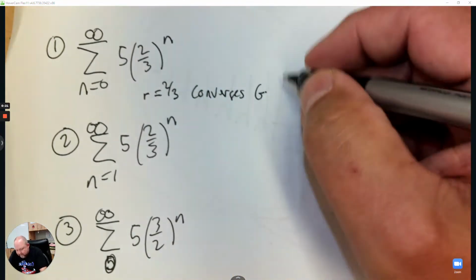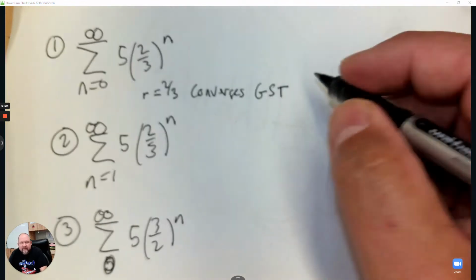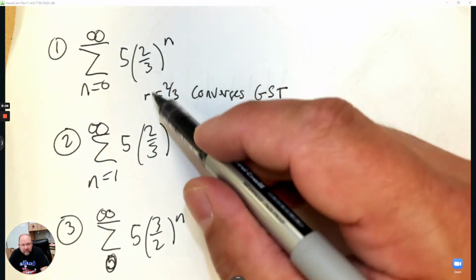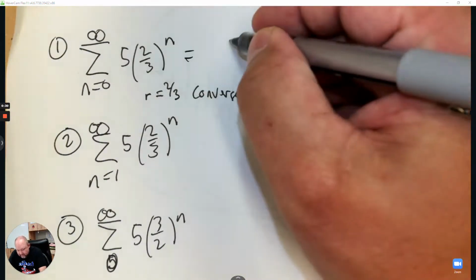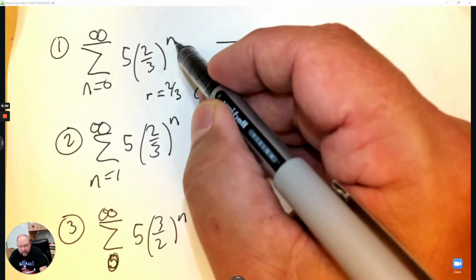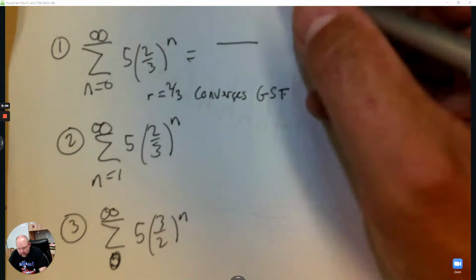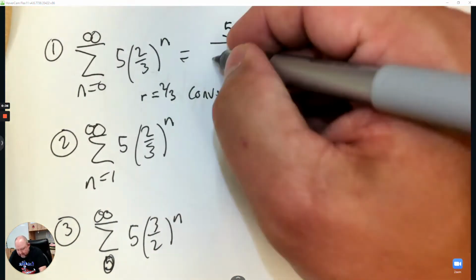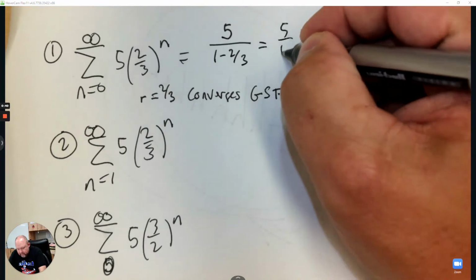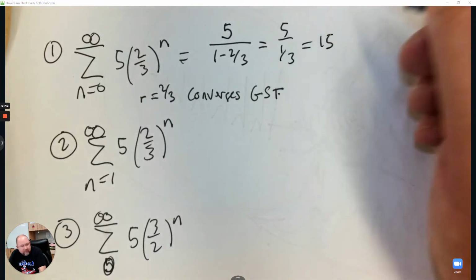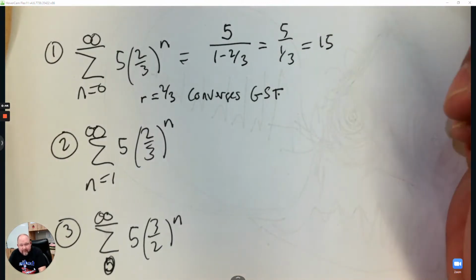This is called the geometric series test, that if the common ratio is less than 1, which it is, it does converge. And then the answer, I need the first term. So plug in 0 for n. Anything to the 0 is 1, so times 5. And then 1 subtract that common ratio, and that will give you the answer. So when you multiply times the reciprocal, the answer is 15.